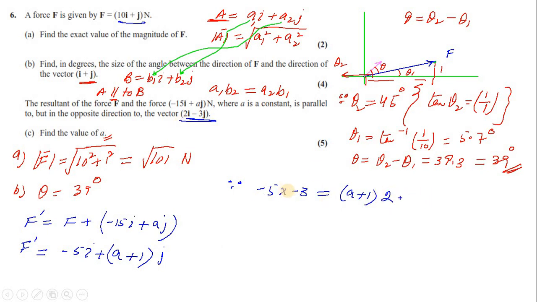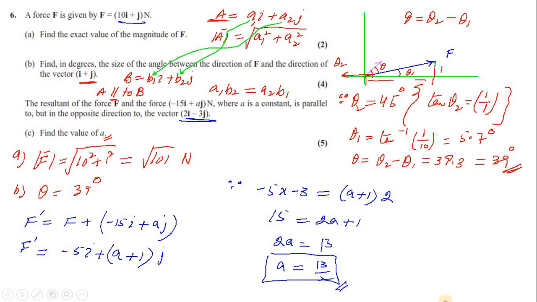And now you see here you have just one equation in terms of A, and then you can figure out the value of A from here. So 15 is equal to 2A plus 1. So 2A is equal to 13. A equals 13 upon 2. This is your answer, the value of A. Or if you wish, you can say it is 6.5.